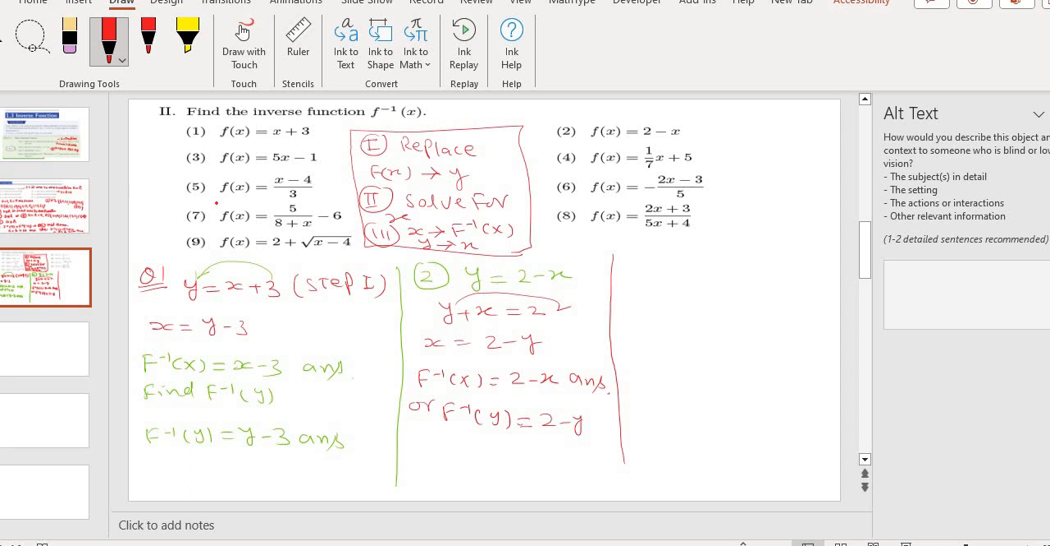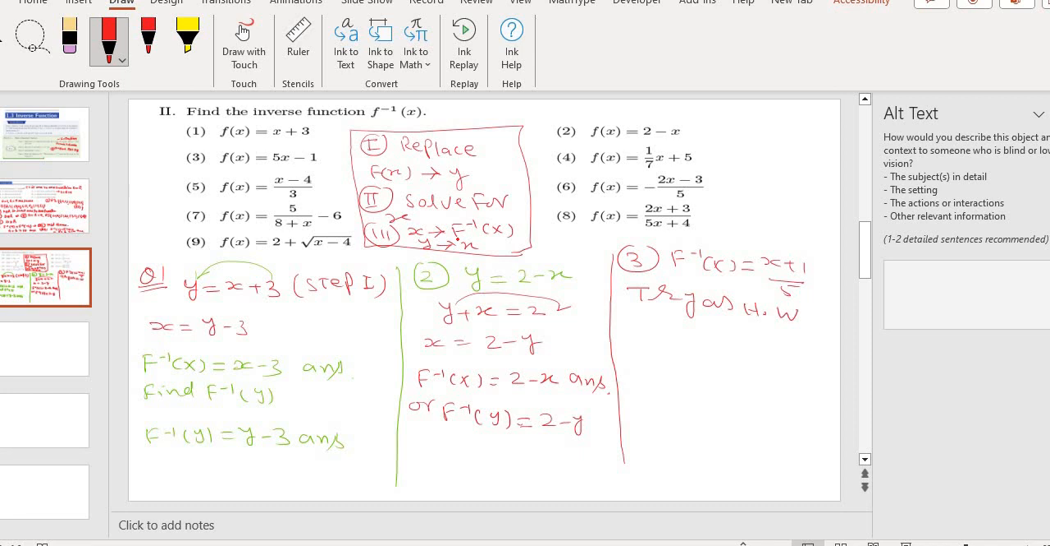Question number 3. I will write the answer, and you can try by yourself. The answer of question number 3 is f inverse of x equal to (x plus 1) divided by 5. Try by yourself and check whether you understand or not.